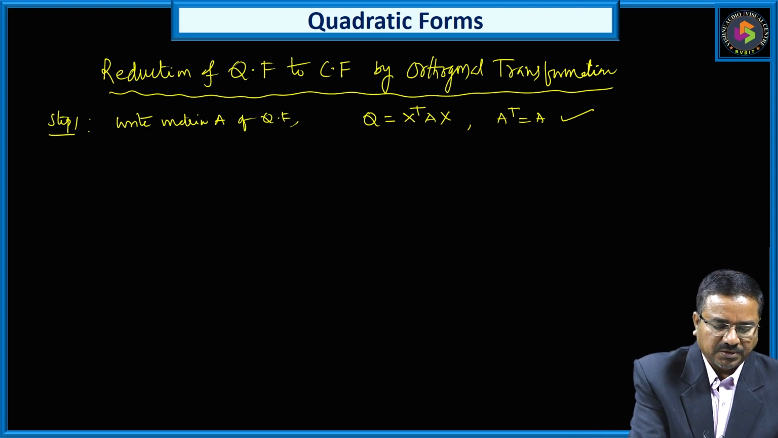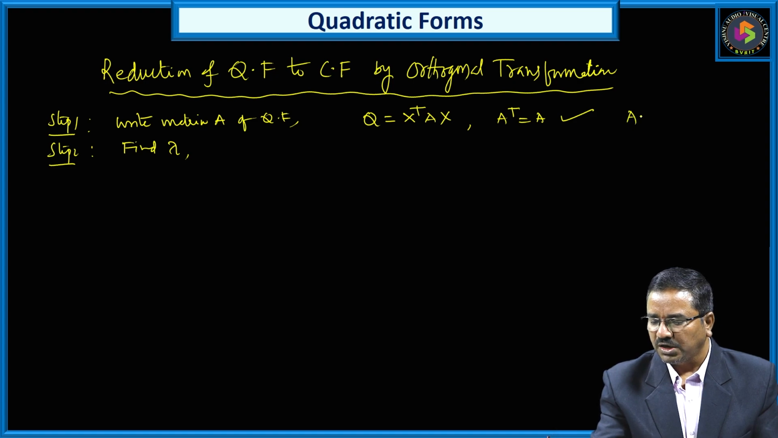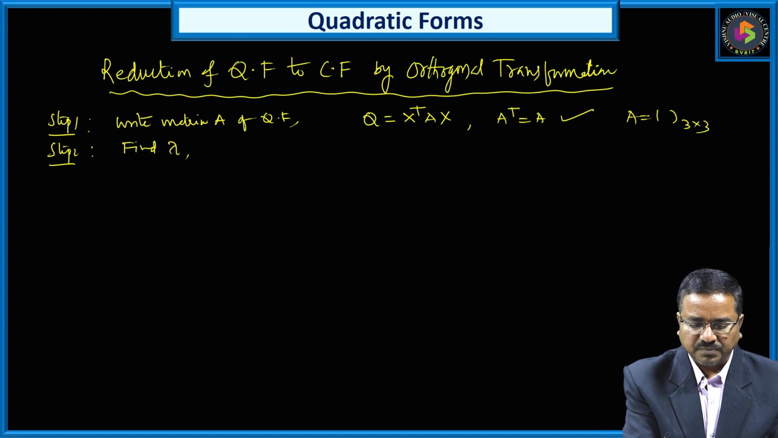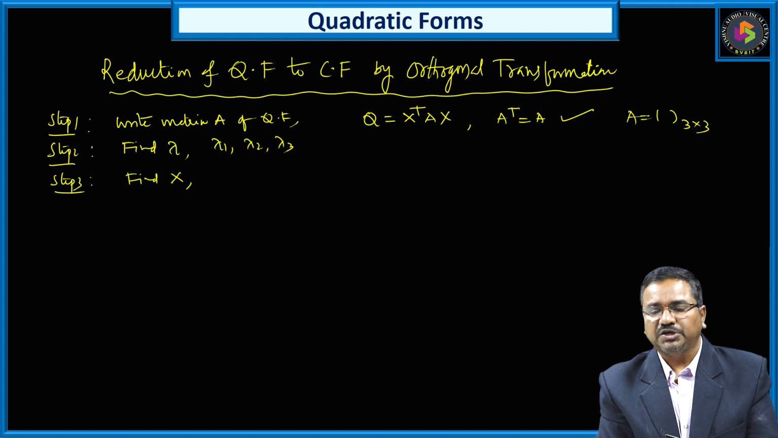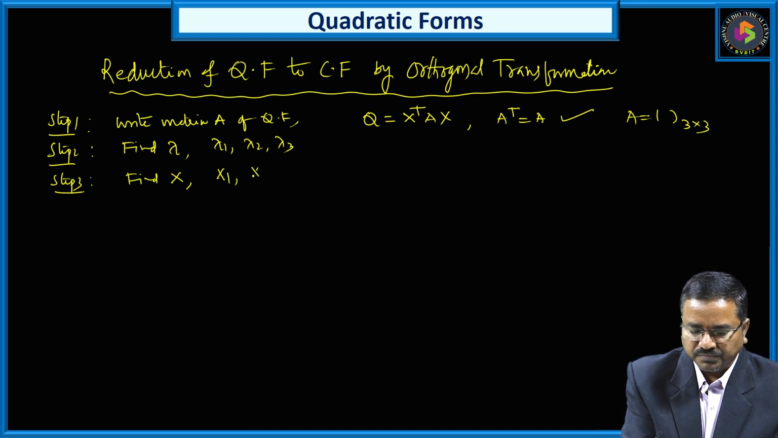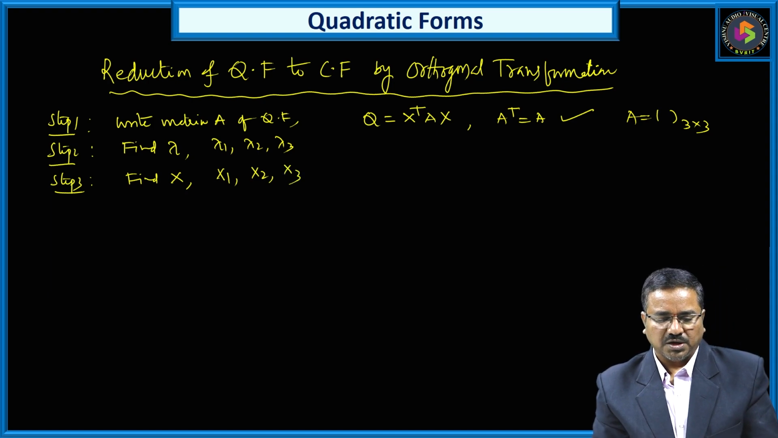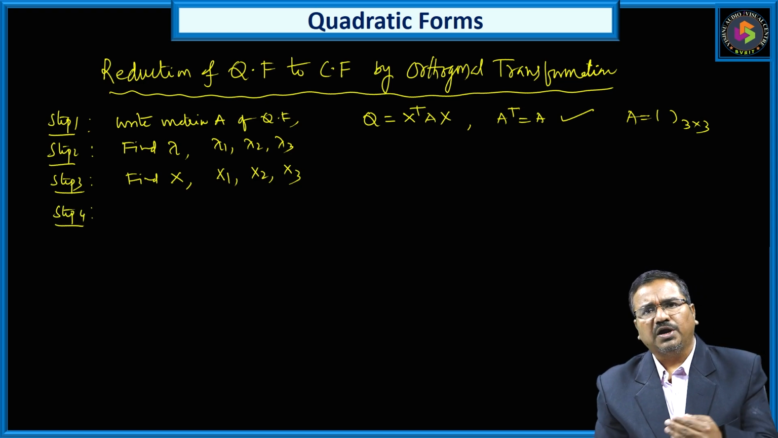A must be symmetric. Step two, find the eigenvalues. Let us say, for example, A is a 3 by 3 matrix. Then we'll get three eigenvalues, lambda 1, lambda 2, lambda 3. Then step 3, find the eigenvectors. You know how to compute the eigenvectors corresponding to each eigenvalue. For lambda 1 you can compute the eigenvector, say x1, then x2 and x3.